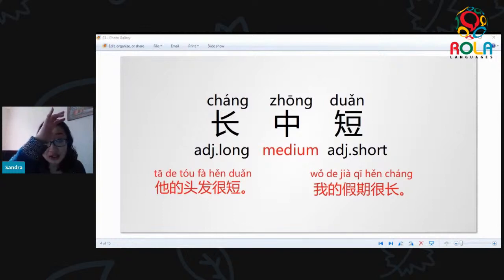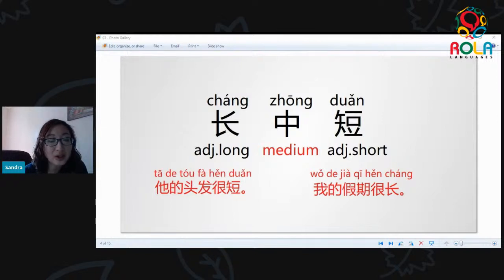Now let's take a look. We have 长, an adjective. It means long. And 中, it can be used in a lot of pairs of adjectives. It means medium, in the middle. And 短, an adjective, short. Over here we have two sentences. We're going to go over them real quick.